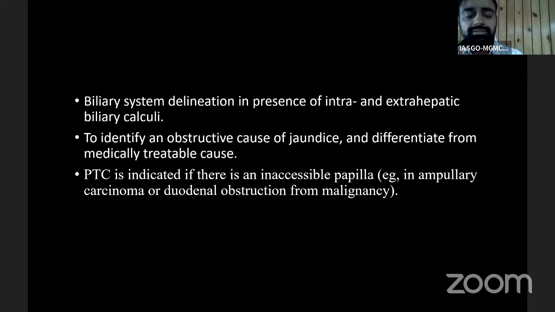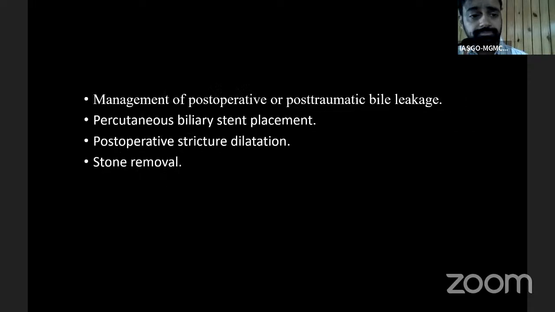Now, biliary system delineation in the presence of intra and extrahepatic biliary calculi. And the next, of course, is to identify an obstructive cause of jaundice and differentiate it from a medically treatable cause. PTC is also indicated if there is an inaccessible papilla, for example, duodenal malignancy and ampullary carcinoma, where ERCP fails. It can also be used for management of post-operative or post-traumatic biliary problems, for example, post lap chole biliary leakage or accidental CBD cut in the lap chole.